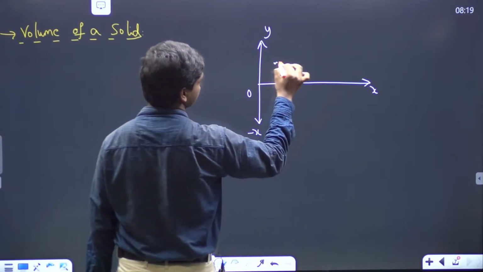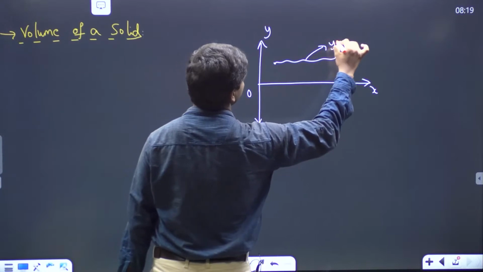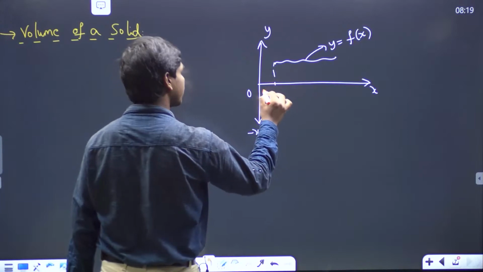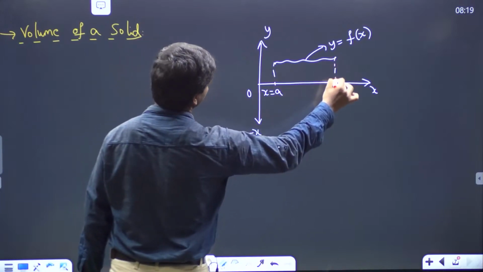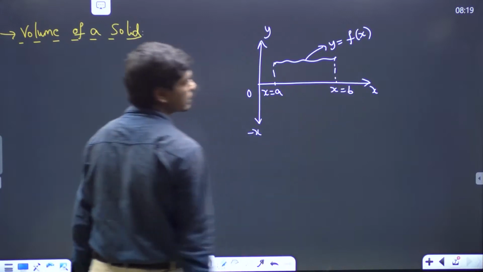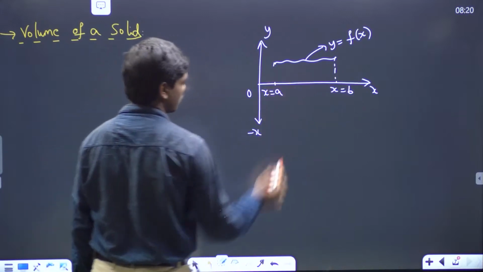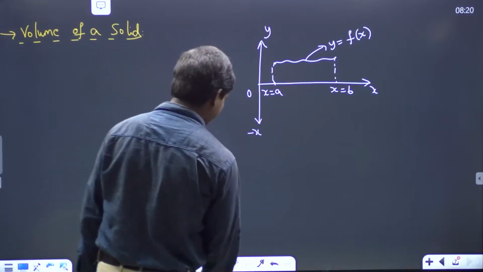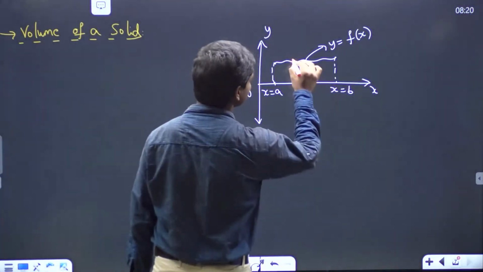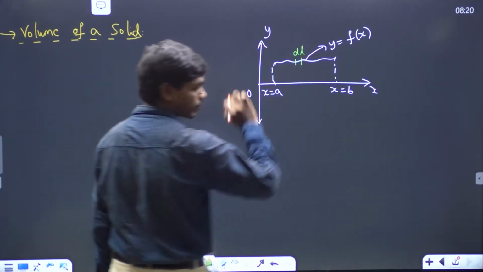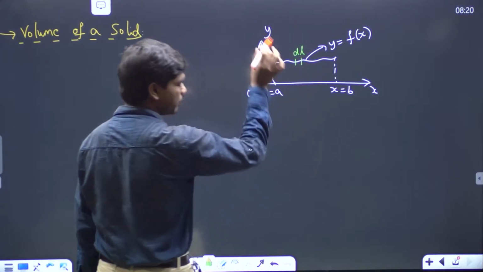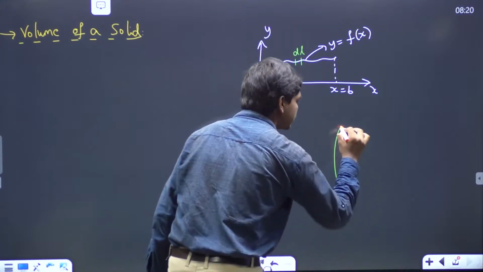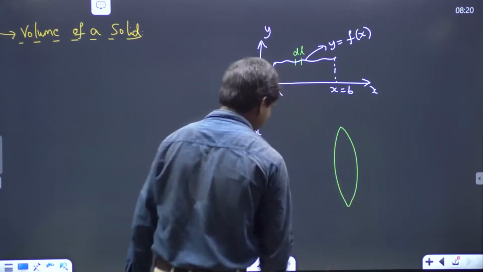Then suppose this is the curve, y is equal to f of x, and this is the line x is equal to a, and this is the line x is equal to b. Okay, x is equal to a. Okay, x is equal to b. Again, now if you consider a small length dl, and if you rotate this dl about the x-axis, then again you will be getting a disk which looks something like this.